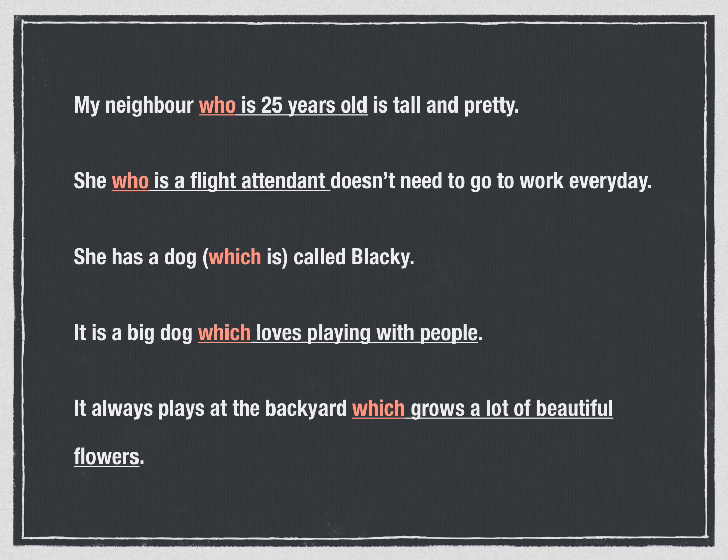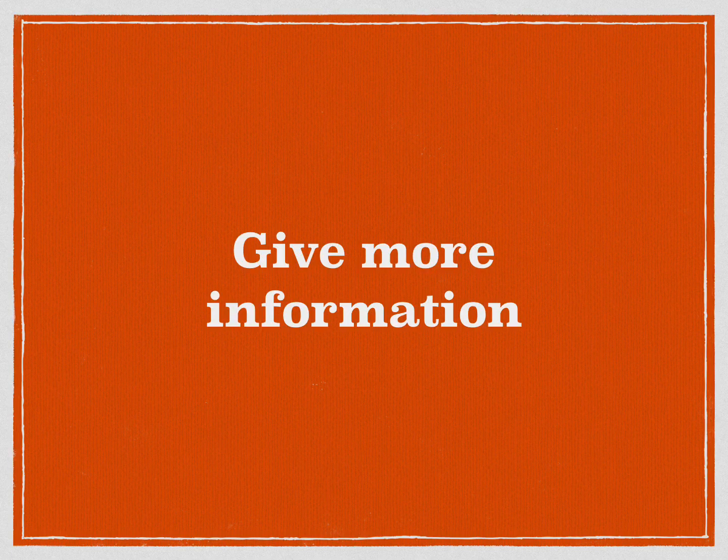The fourth one, it is a big dog. Okay, but if I add the underlined part, we'll know that this dog loves playing with people. And the last one as well. Yes, I know that the dog always plays at the backyard, but with the underlined part, we'll know that this backyard grows a lot of beautiful flowers. It's a beautiful backyard. So you can see that the underlined part has the WH word, helps combine two sentences into one, but also it gives extra information so that you'll learn more about the situation.